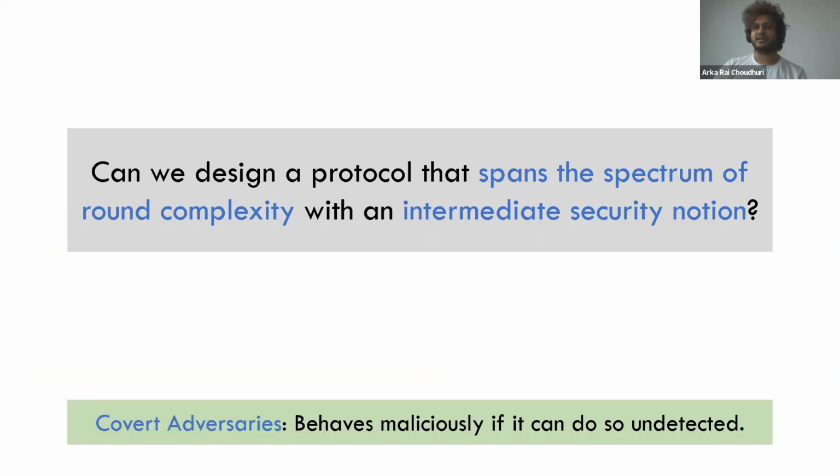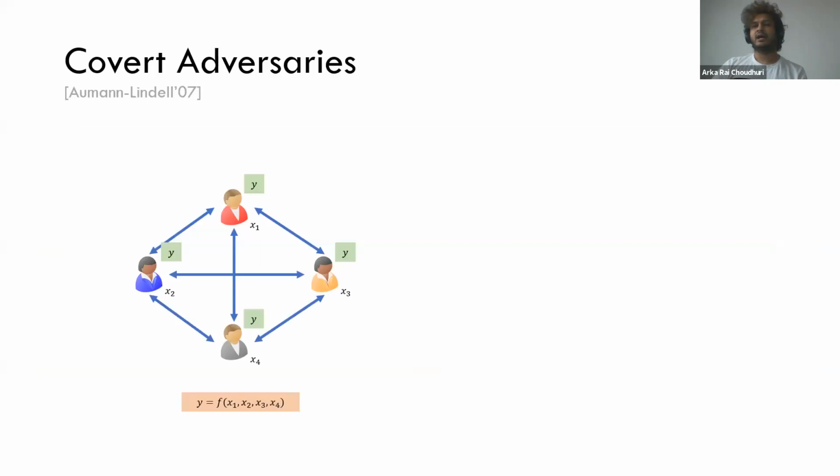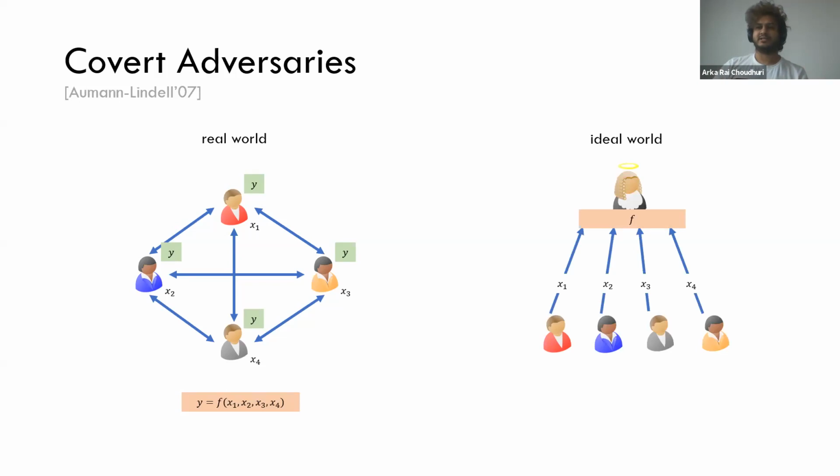For this work, we consider the notion of covert adversaries. These are adversaries that behave maliciously if they can do so undetected. Since this is not a common security notion, let's actually see what covert adversaries are. In general, we say a protocol is secure in the real world, and we contrast it with an ideal world where all the parties just send their inputs to some trusted functionality, which computes the output and sends it back.